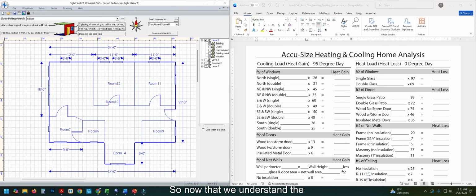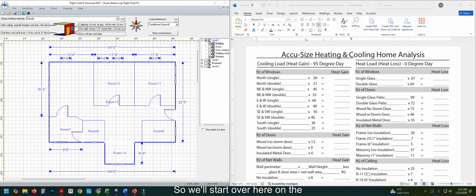So now that we understand the different values and how to get them, we can go ahead and fill in this sheet. So we have this AccuSize heating and cooling home analysis. There's a lot of different factors here that we're going to go through and just discuss so that you're fully capable of doing this on your own. So let's go ahead and get started.